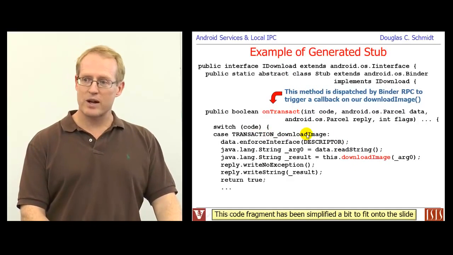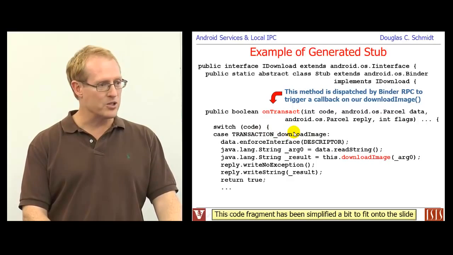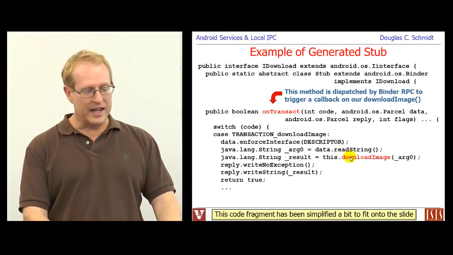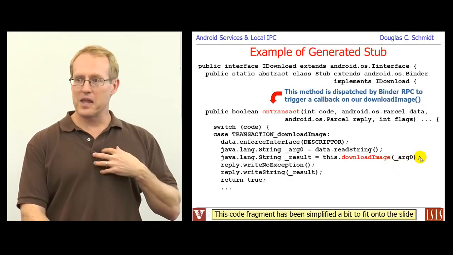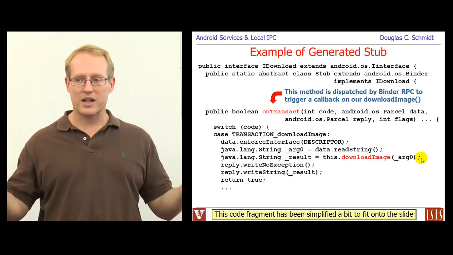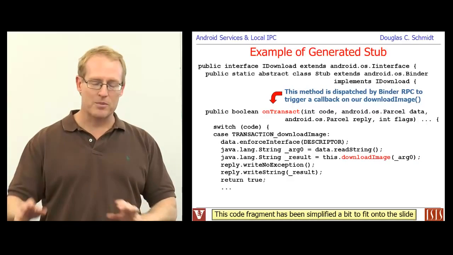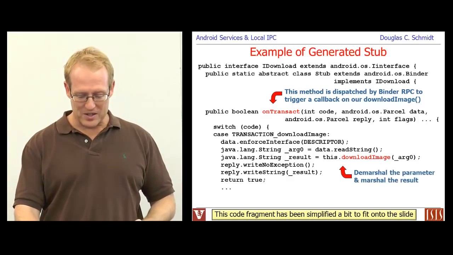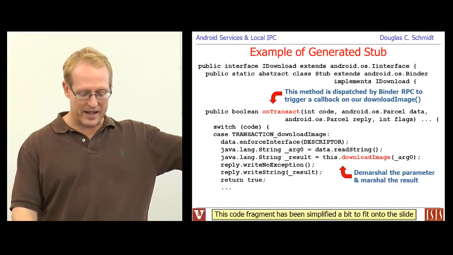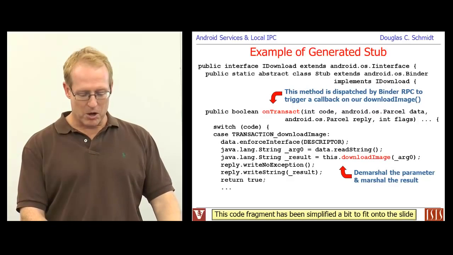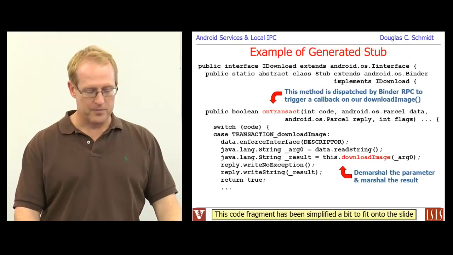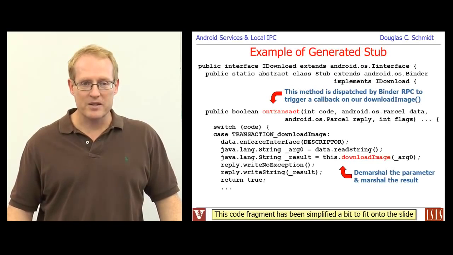It says, if this is the transaction on downloadImage case, then go ahead and read its data string and then invoke an upcall on the actual implementation method that was defined by the user who subclassed this whole thing in the first place. We'll look at that in a couple slides. That's the actual call that does the actual work. So it demarshals the parameter and passes it to the callback, and what comes back is a string, and it marshals that up as a string, and then that gets sent back over to the client as the reply. Okay, so any questions about that?